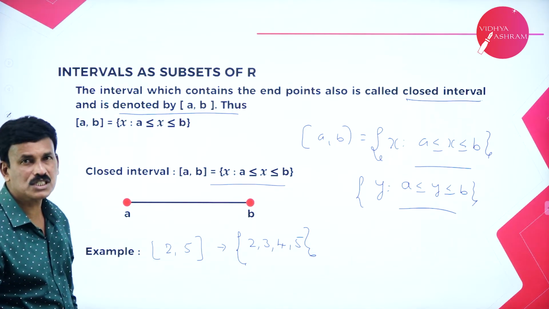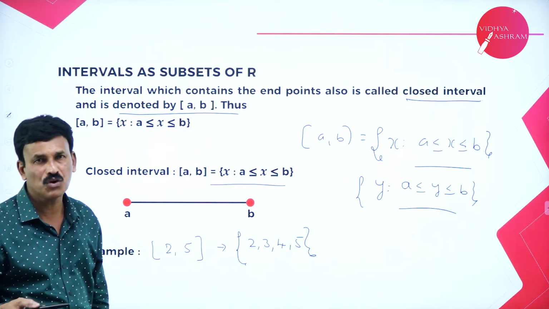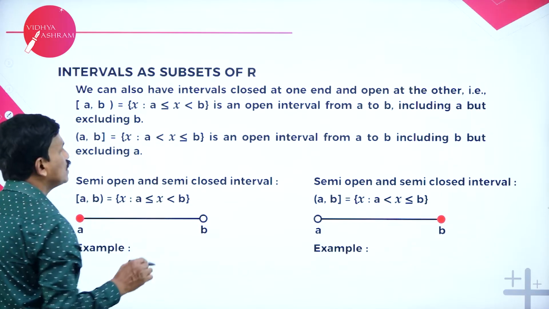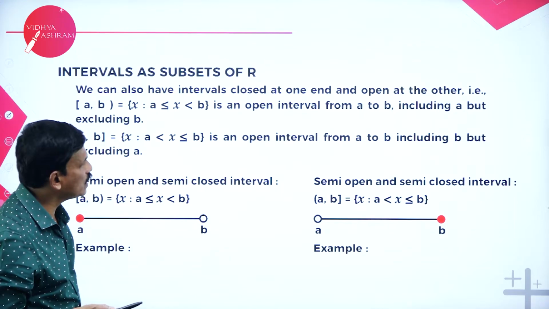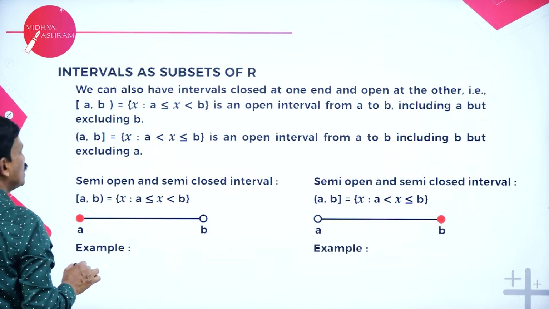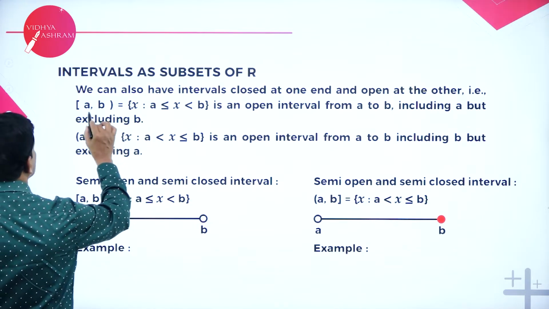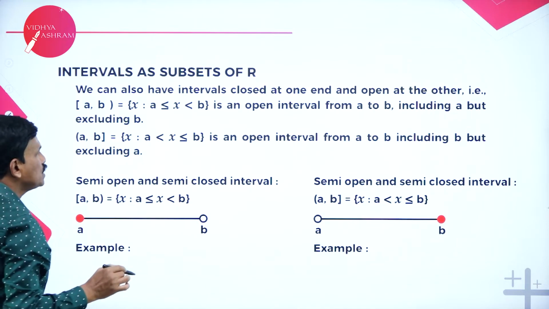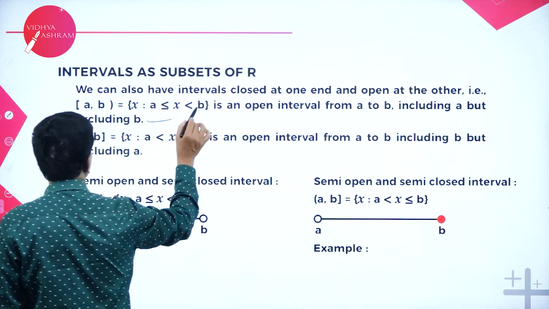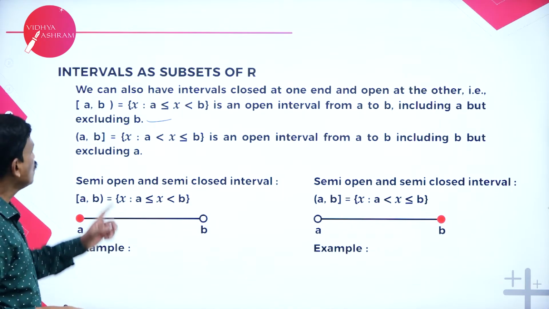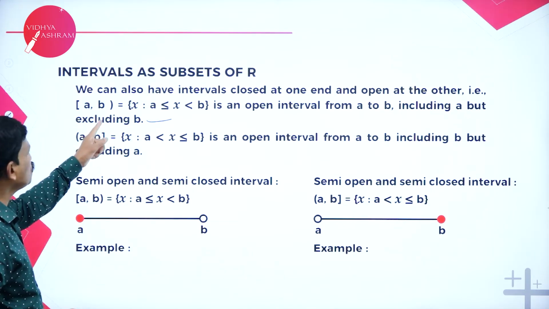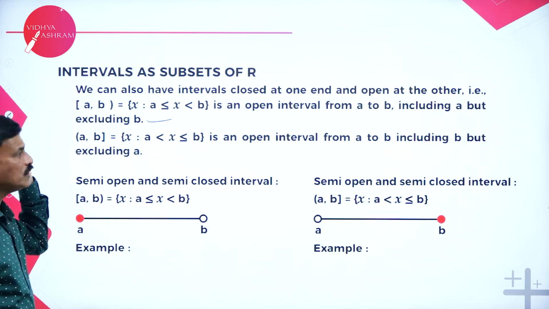Now let us come to the next one. Suppose we have an interval closed at one end and open at the other end, that is, the interval [a, b), x such that a ≤ x < b. This is an interval from a to b including a but excluding b. This is half open and half closed. So this is an interval from a to b including a but excluding b.